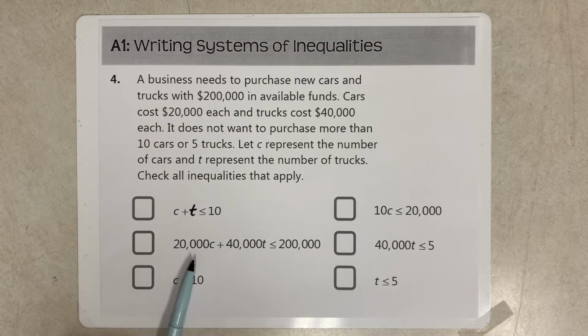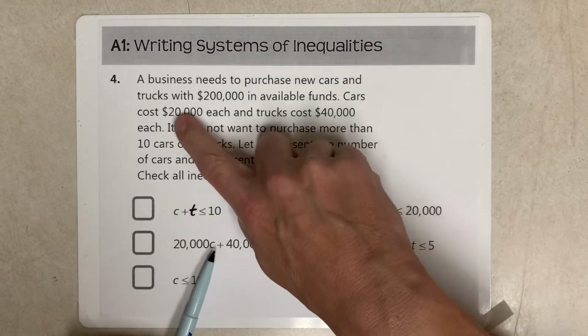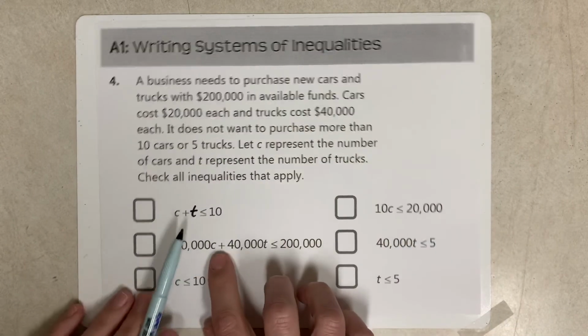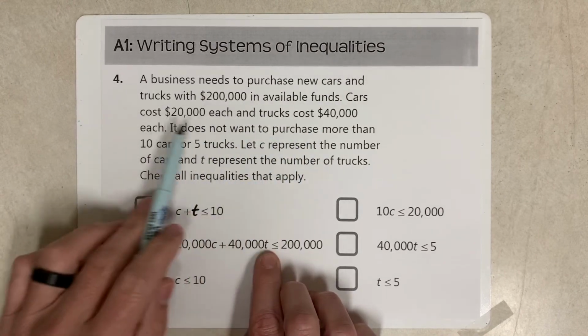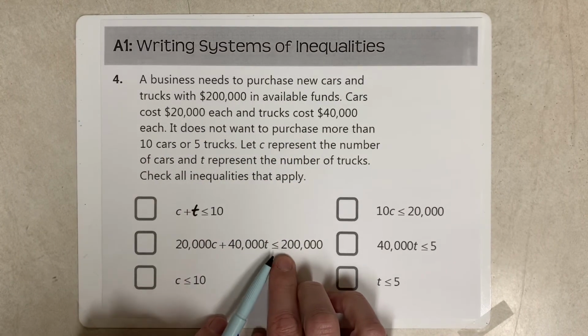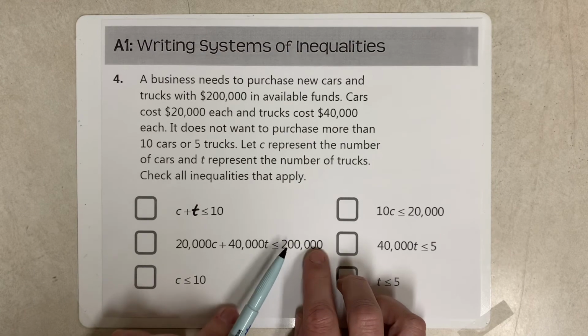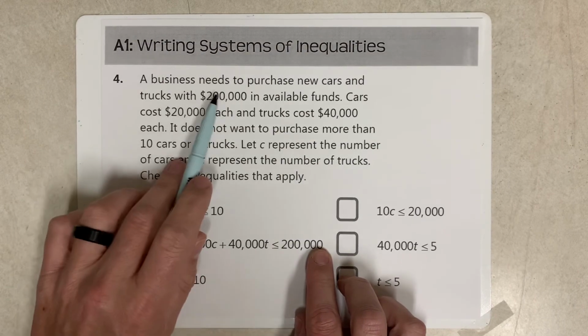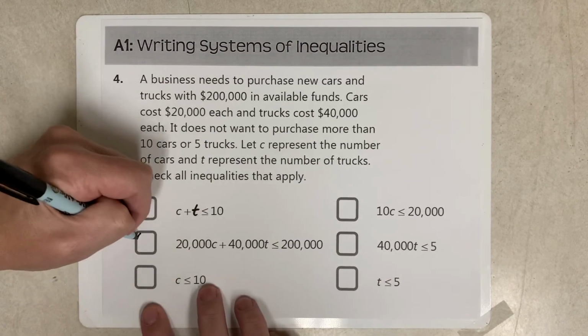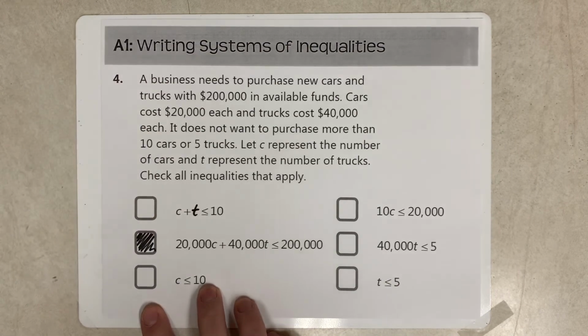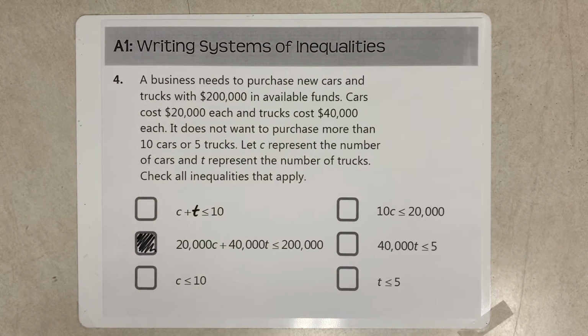This one, the second one, $20,000 per car. Is that true? Yep, cars are $20,000 plus $40,000 per truck. That's true. It has to be less than or equal to $200,000 because that's the total amount of money that they want to spend. Correct. So this one would be one that I would check. That is a true inequality.